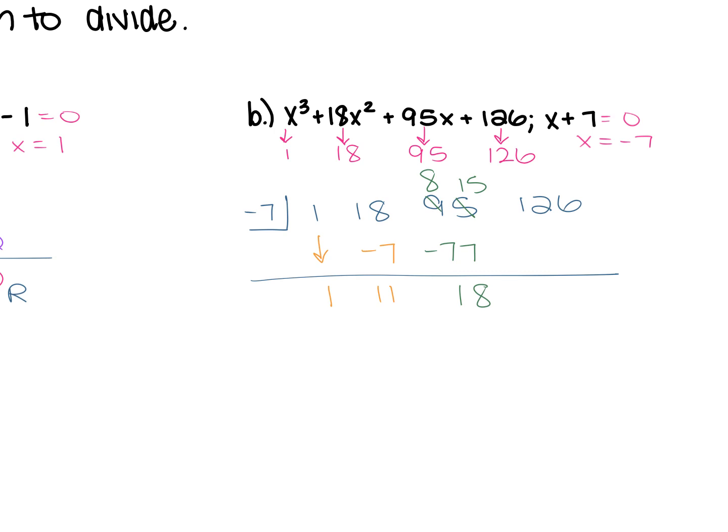Next, you have 18 times -7. It's going to be a negative. The 8 times 7 is 56. 1 times 7 is 7, plus 5 is 12. So that's -126. Combine that with the positive 126, and you have 0 left over. So your remainder is 0, your constant is 18, 11 is your x, 1 gets the x squared. So that's x squared plus 11x plus 18.